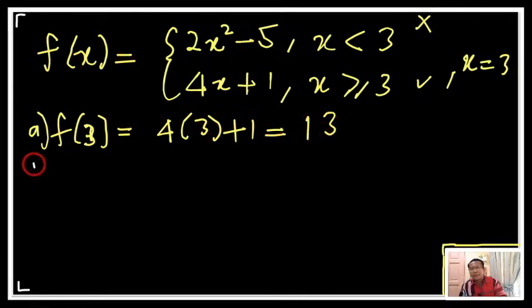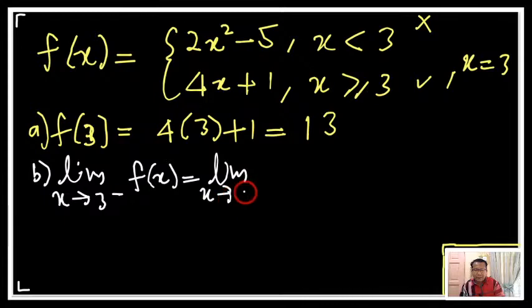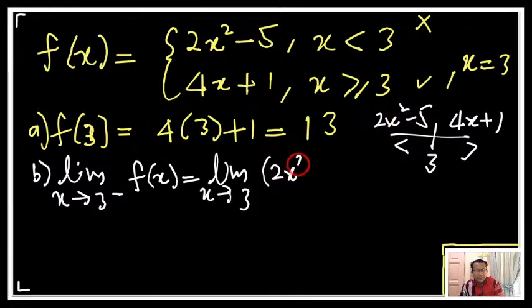Okay. B, find the limit as x approaches 3 of f(x). This time we have from left. So this one is the limit as x approaches 3 from the left. Okay, which one is left? This one is 4x plus 1 for x greater than or equal to 3, and 2x square minus 5 for x less than 3. This one is less than, this one is greater than. So the answer is this one. So you substitute into 2x square minus 5, and you get 13.